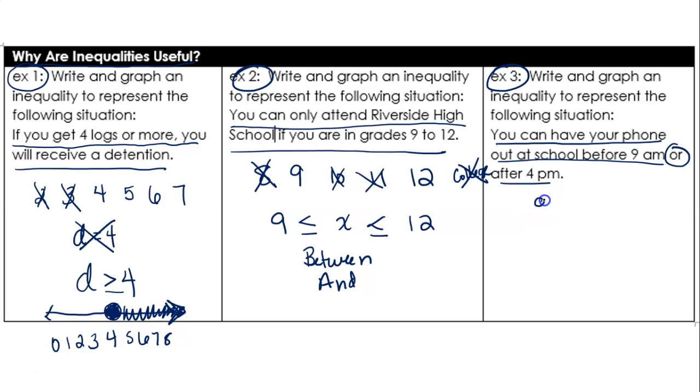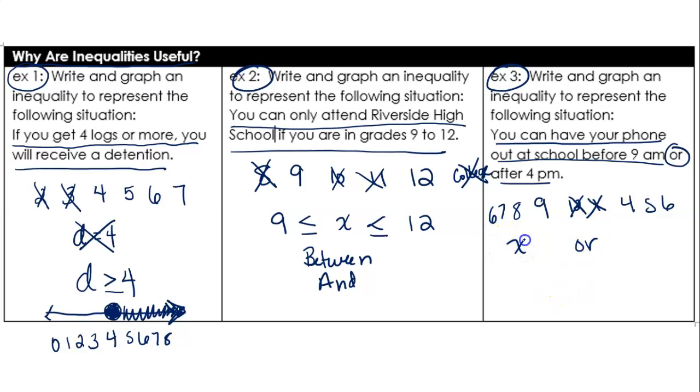So I can have my phone out before 9 a.m., like at 8 or 7 or 6, or after 4 p.m., at 4 or 5 or 6. But I could not have it out at, let's say, noon or 1. So I would not want to include the things that are in between. I would want to include the things that are out between. The only way to show that is to use the word or in between two separate inequalities.